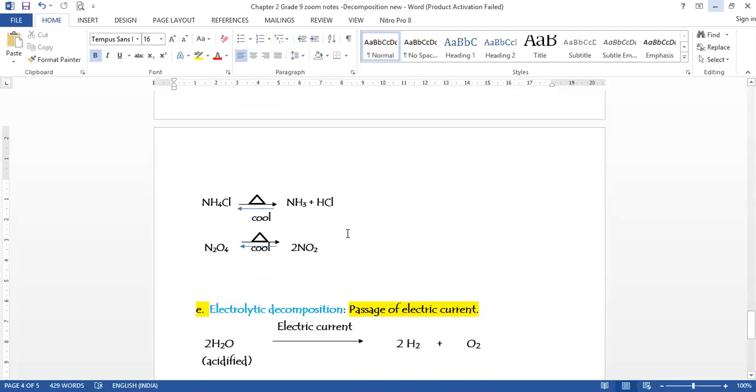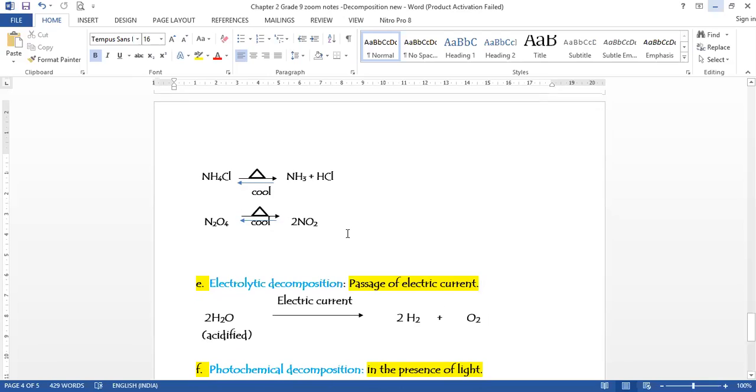Then we have the second reaction wherein N2O4 is heated and gives you NO2, that is, two molecules of nitrogen dioxide gas. But when we cool this NO2 gas, they combine back together and give you the reactant, which was N2O4. So this is a very simple thing to understand. This is called a thermal dissociation reaction.